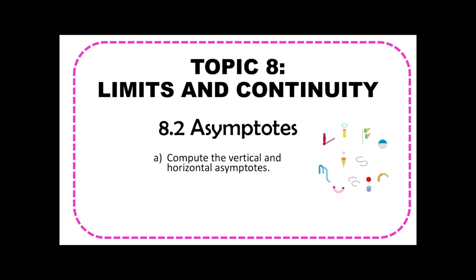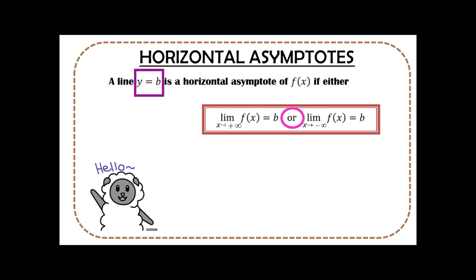In this video, you will learn how to compute the horizontal asymptotes. A horizontal asymptote is basically a line where y equals b, and b in this case is a constant of our function. To find the horizontal asymptote, you have to check the limit as x approaches positive infinity or the limit as x approaches negative infinity of your function.